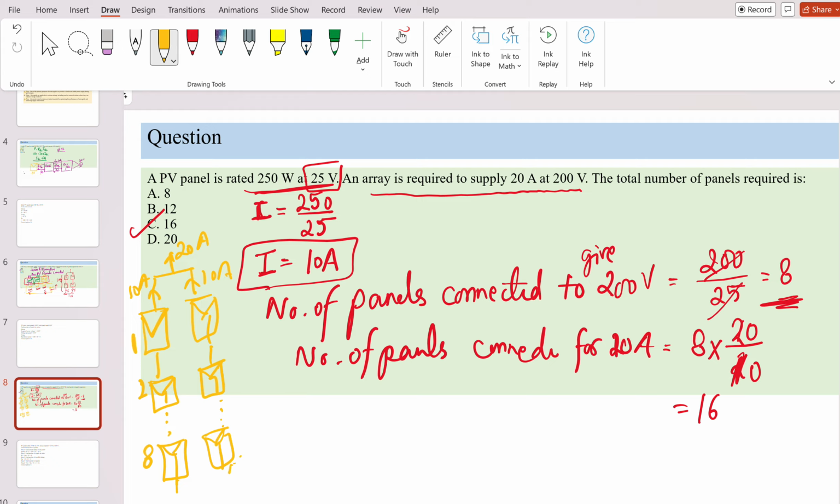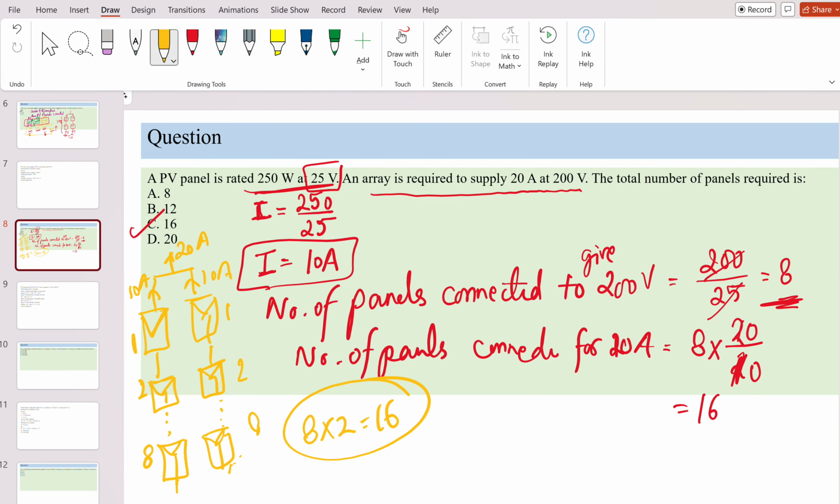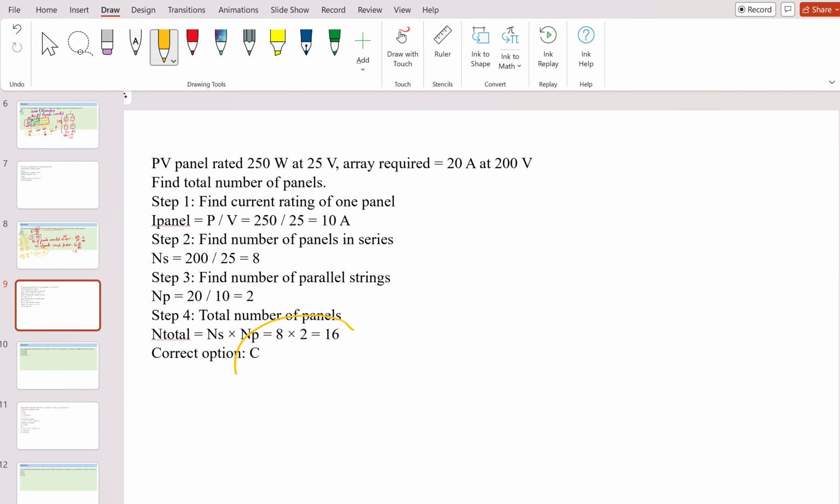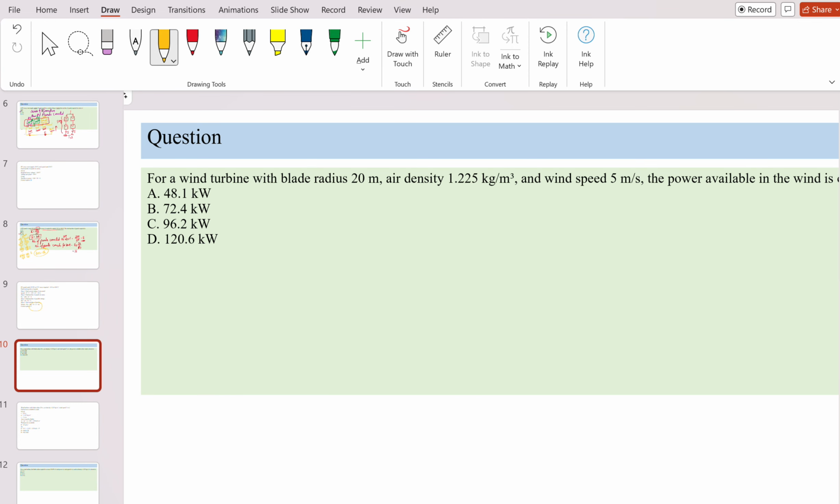Like this. So you have 8 units here and 1 to 8 units here. So 8 multiplied by 2 is 16 units. So this is option C. Getting my point? So the correct answer is option C. Okay, let's move further. Try to solve this.